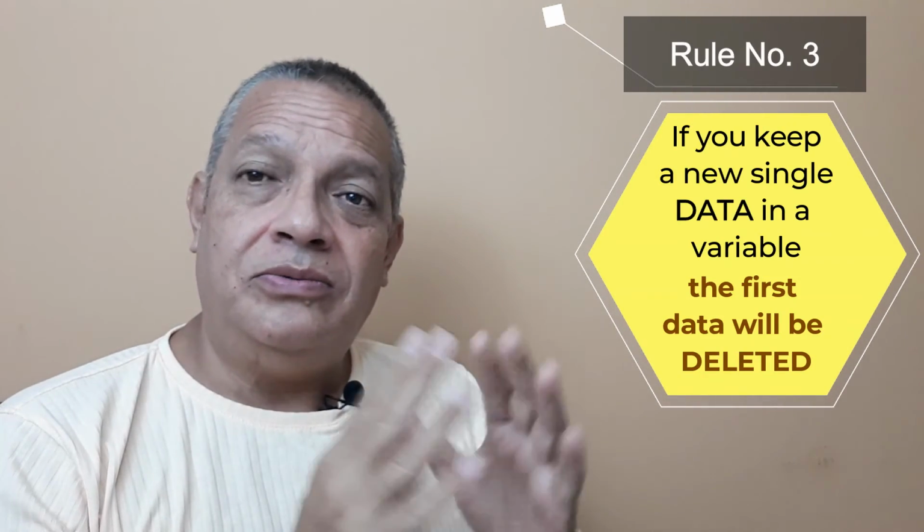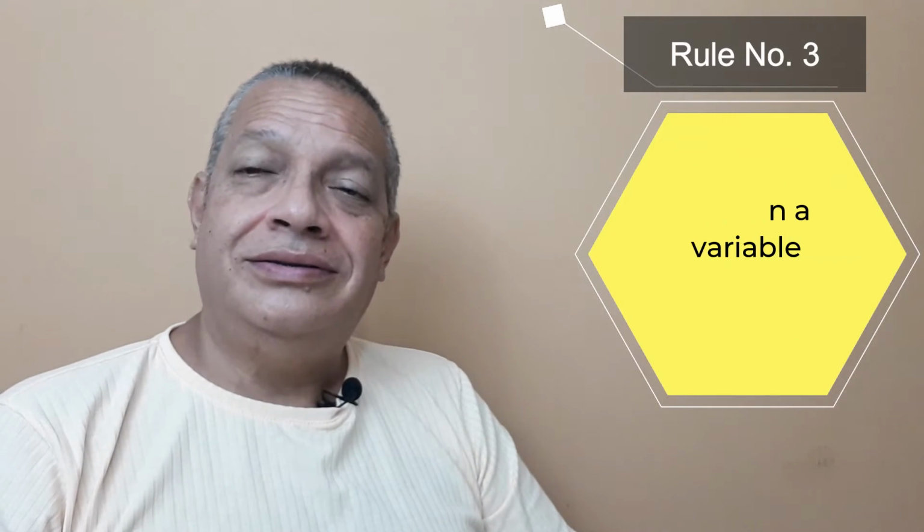This is the third rule. You can keep a single data in a variable, but if you keep other single data in this variable, the first data will be deleted. Okay? Will be deleted. Only one single data fits in a variable. Only one, no more. Fourth rule, very easy.